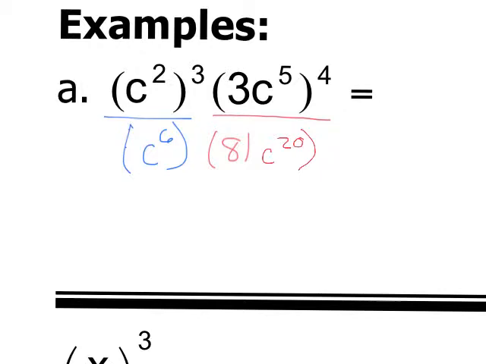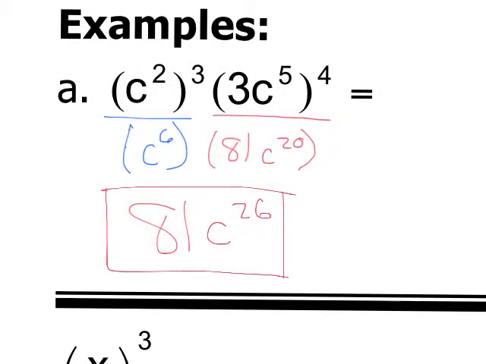What kind of problem is this now? What do parentheses mean? Come on, guys. Multiplication. Okay, so I'm just multiplying nothing times 81 is a big old fat 81. And then I have 6 c's back here and 20 c's over here. How many does that make? 26. c to the 26th. So I have 81 c to the 26th.